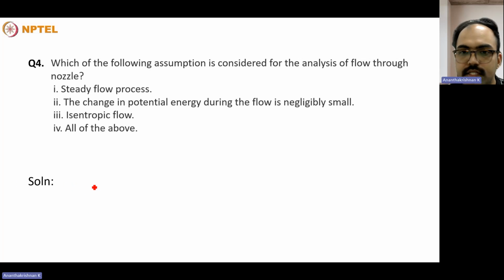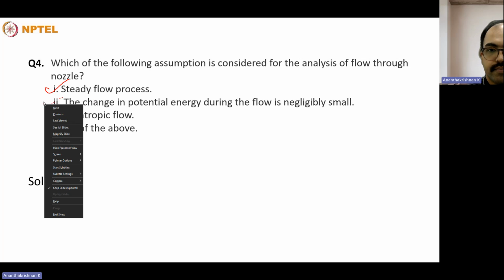So which out of the four options are right? It's a steady flow process. Yes, we assume like that. The change in potential energy during the flow is negligible. Yeah, we considered that.